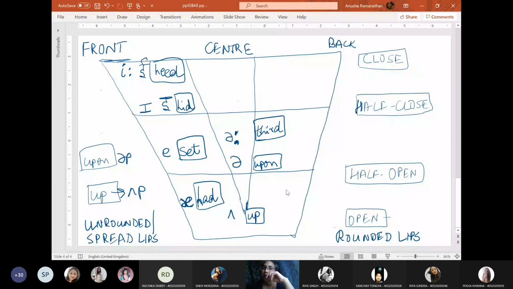So these are your front 4 vowels. These are your center 3 vowels. There are 3 vowels in the center.